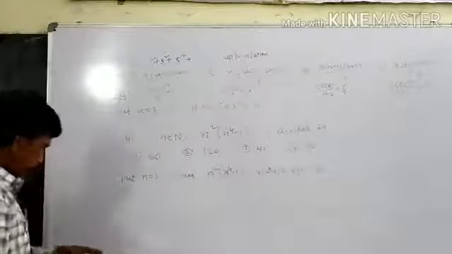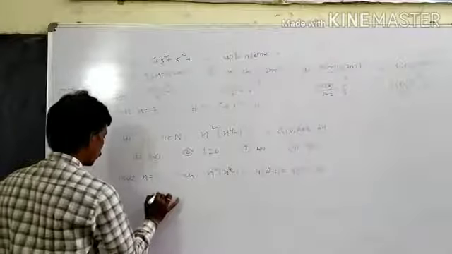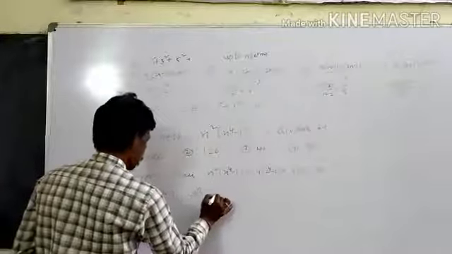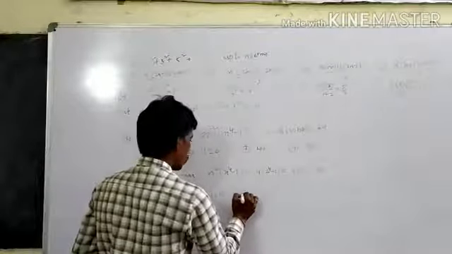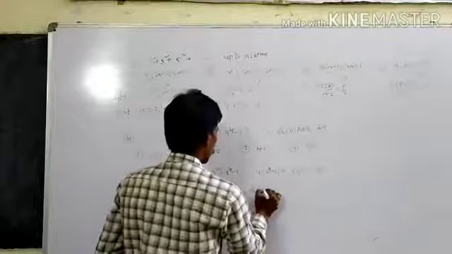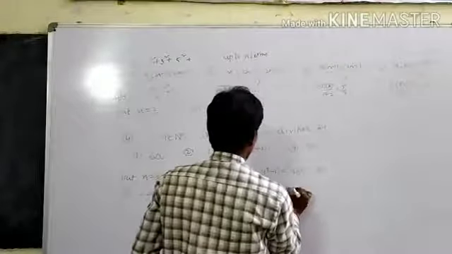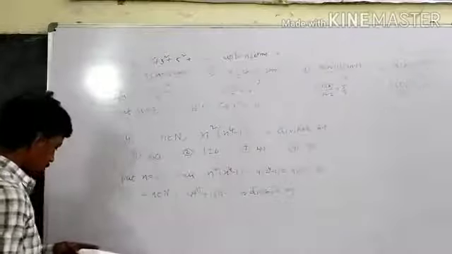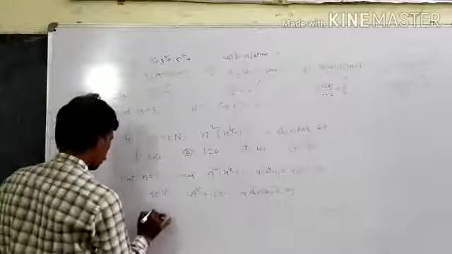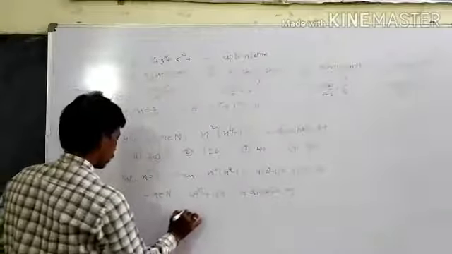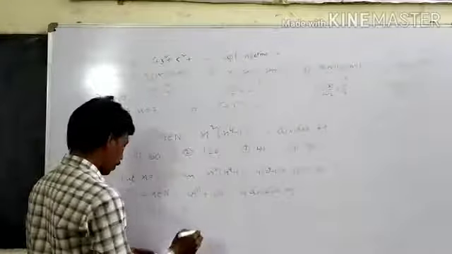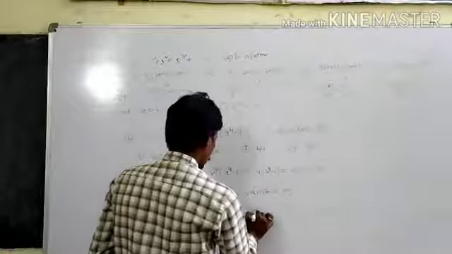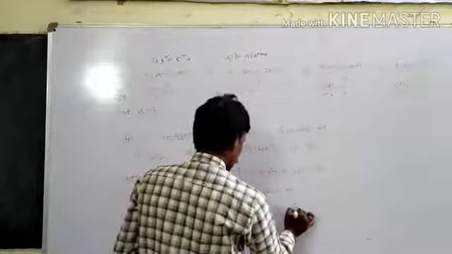Now next. For all n belongs to N, 49 power n plus 16n minus 1 is divisible by: first option 64, second option 49, third option 132, fourth option 32.